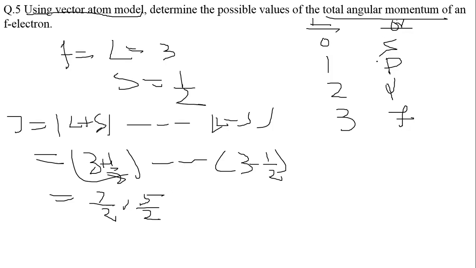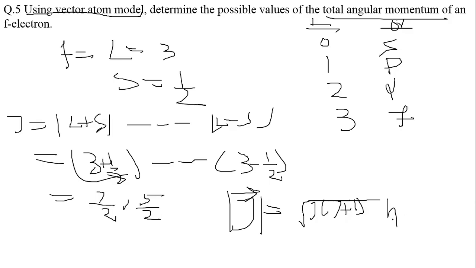Now, if we want to calculate the total angular momentum, we apply quantum mechanics, and according to quantum mechanics, the magnitude of the angular momentum J vector is given by root of J into J plus 1, times h cross. So if we put j equals to 5 by 2, we will get one angular momentum, and for j equals to 7 by 2, we will get another angular momentum.